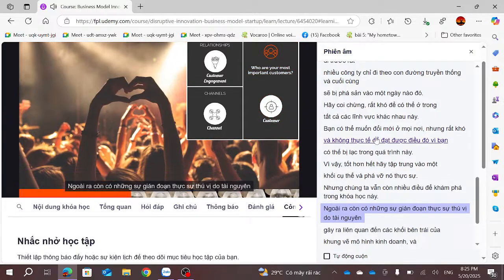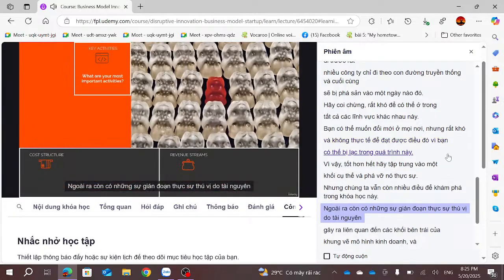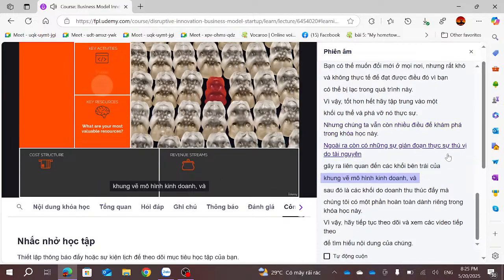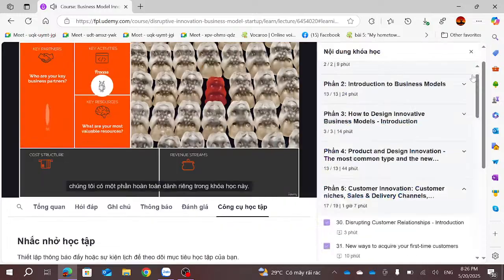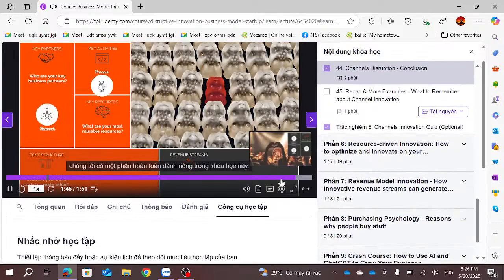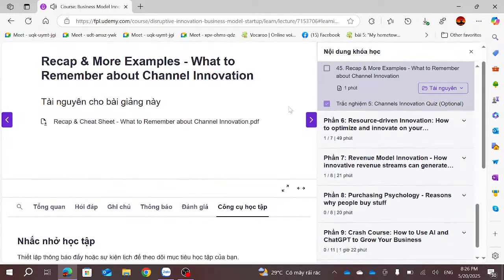There are also really cool resource-driven disruptions which have to do with the left side blocks of the business model canvas. And then the revenue-driven ones, for which we have a fully dedicated section in this course. So stay tuned.